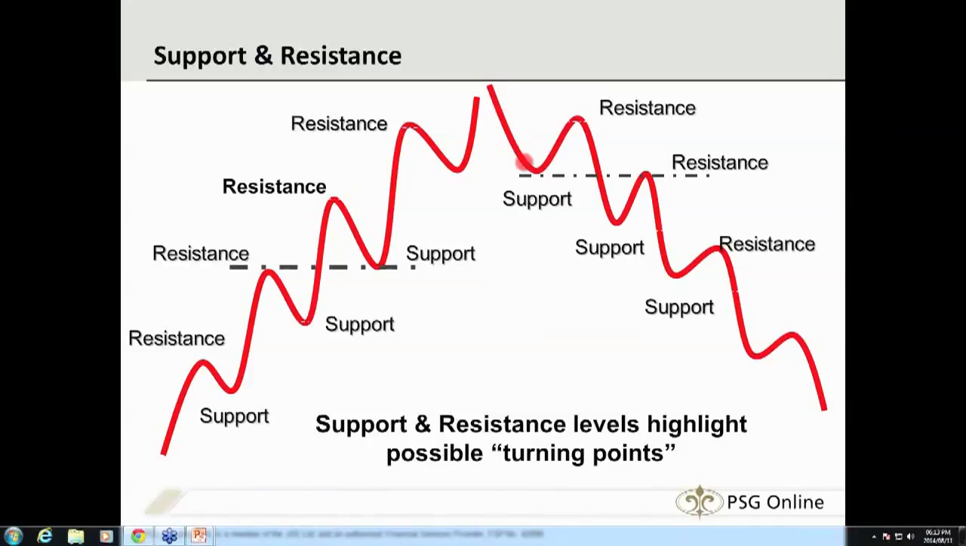In the bear market, when the market's falling, a previous support will be a resistance level. So how far will the market rally? I can look at the previous support level. It doesn't have to work all the time, but it gives you a good indication of how far the market will rally.